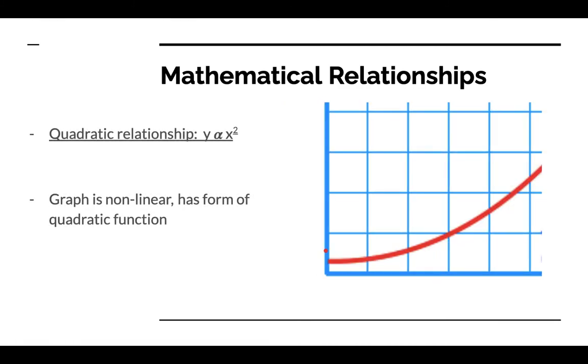And then lastly, we have the quadratic relationship that y is proportional to x squared. The graph is nonlinear and has a quadratic form, such as this right here. Okay? And these are three relationships you need to be familiar with for AP Physics.